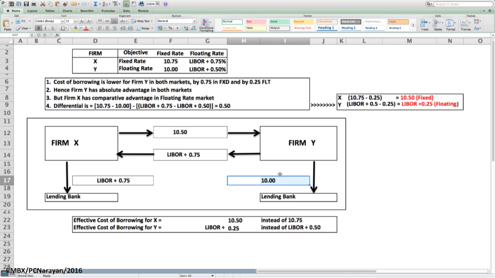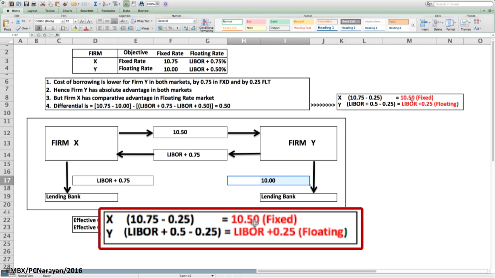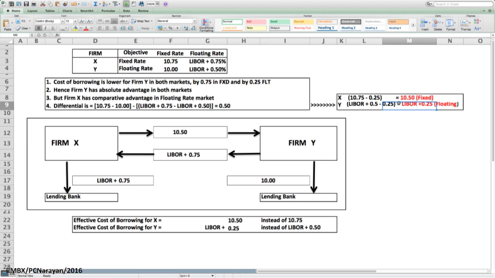Now remember, our goal is to get firm X an effective borrowing cost of 10.5% and firm Y an effective borrowing cost of LIBOR plus 0.25. Now how is that achieved? By creating a set of cash flows between firm X and firm Y. How is that done? The bank that is setting up the interest rate swap tells firm X to pay 10.5% to firm Y, and firm Y is told to pay LIBOR plus 0.75 to firm X.